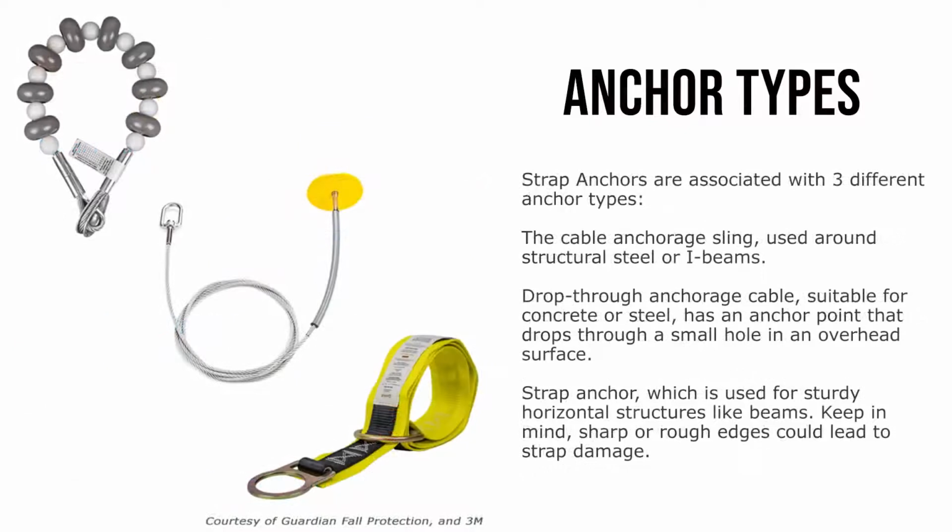Strap anchors are associated with 3 different anchor types: the cable anchorage sling, used around structural steel or I-beams; drop-through anchorage cable, suitable for concrete or steel, which has an anchor point that drops through a small hole in an overhead surface; and strap anchor, which is used for sturdy horizontal structures like beams. Keep in mind, sharp or rough edges could lead to strap damage.